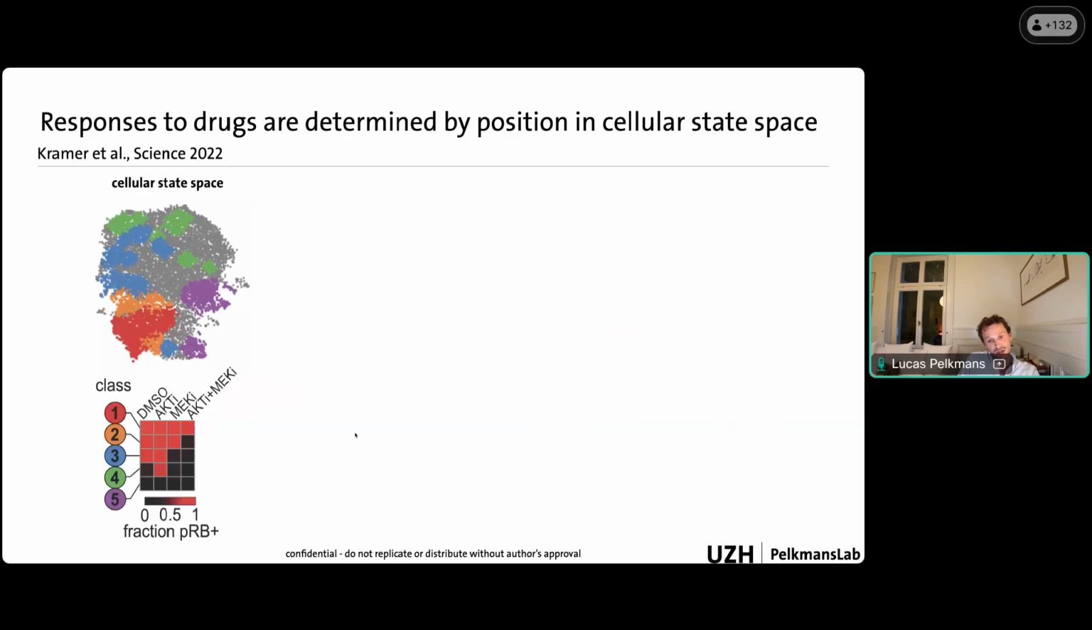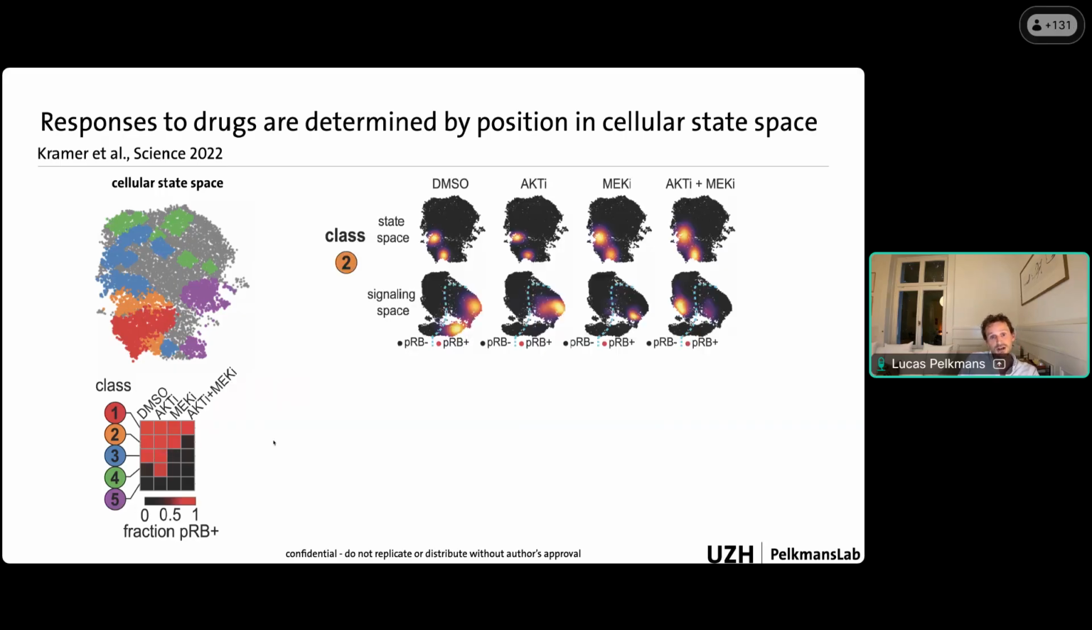So what does this now mean? And this is my final data slide. What it means is that based on the position of cells in cellular state space, they will actually make quite different responses to drugs. And I would like to highlight two specific cellular state classes, basically class 2 that you see here. These cells will re-enter the cell cycle upon stimulation with EGF. That cannot be inhibited by an AKT inhibitor alone or a MEK inhibitor alone, but only by combining these inhibitors. And you can see that very nicely here.